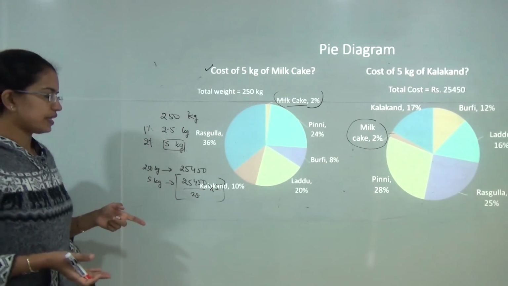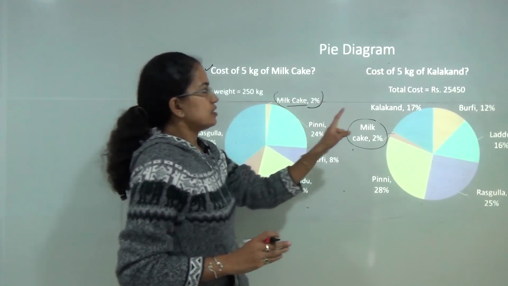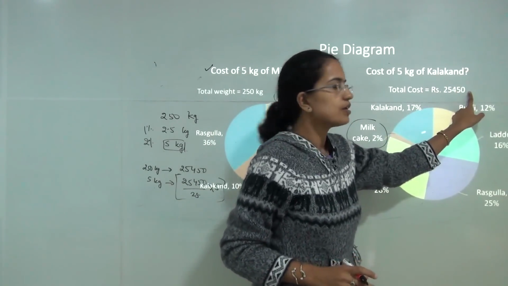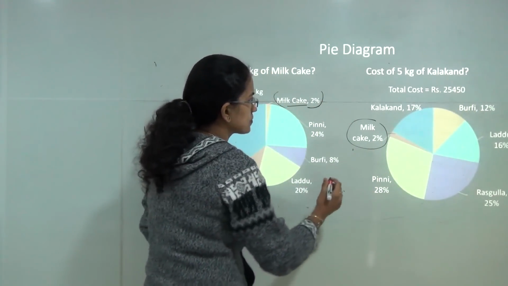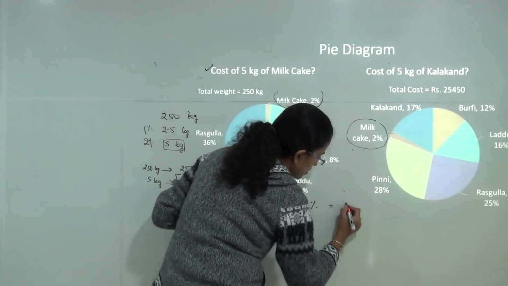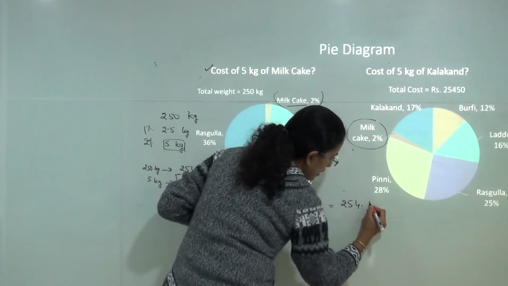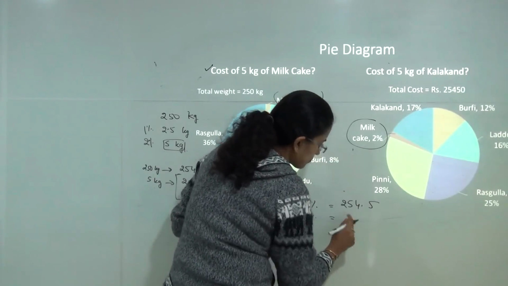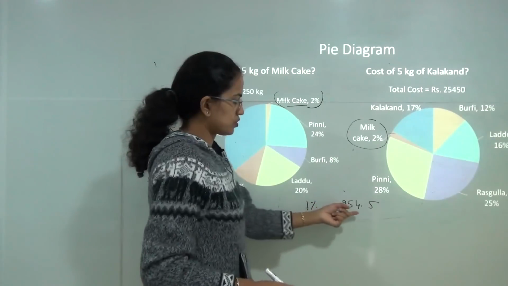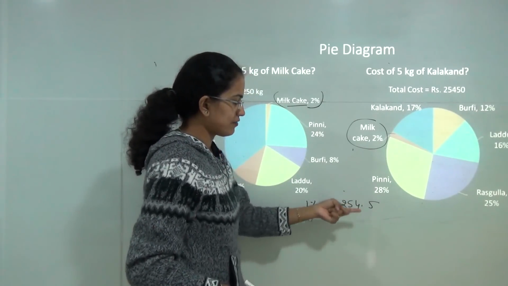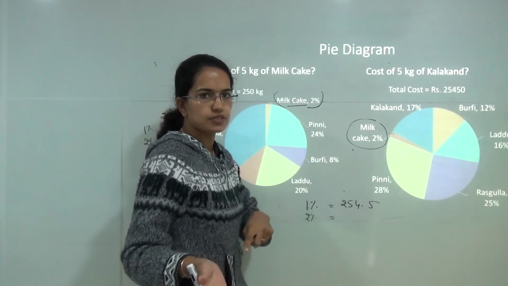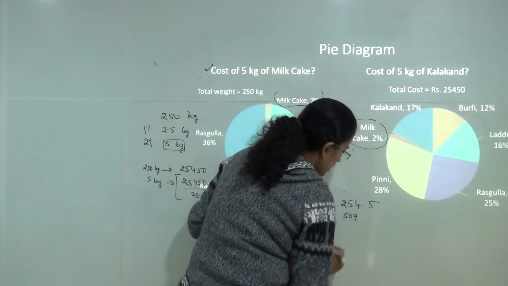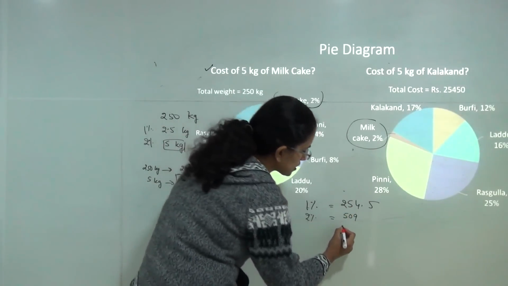Another way of solving it is, since the total cost is 25450, for 1% it would be 254.5. So for 2% milk cake, it would be double of this. So 250 and 250 is 500, 4.5 plus 4.5 is 9. So 500 plus 9 is 509. Again a shortcut to solve this.